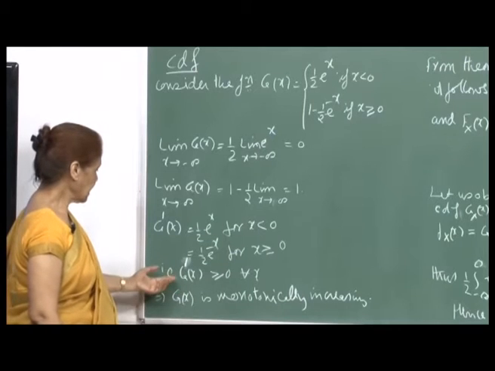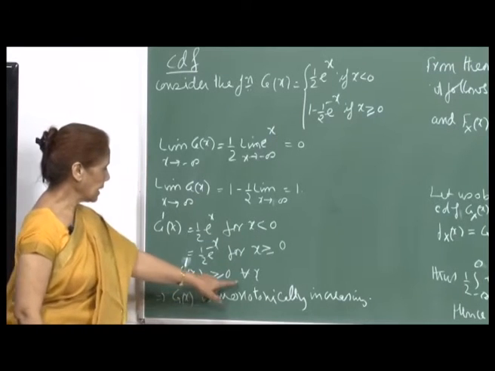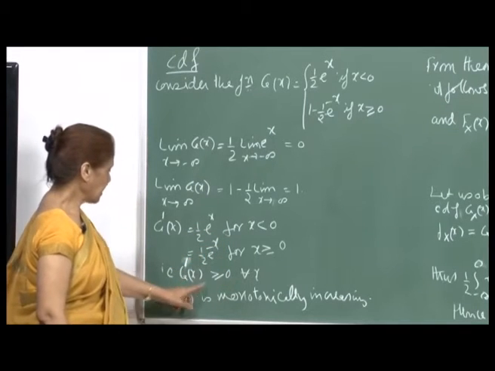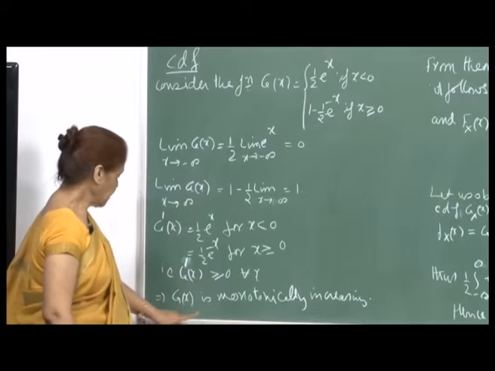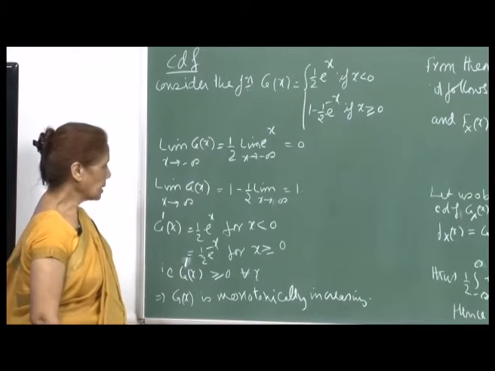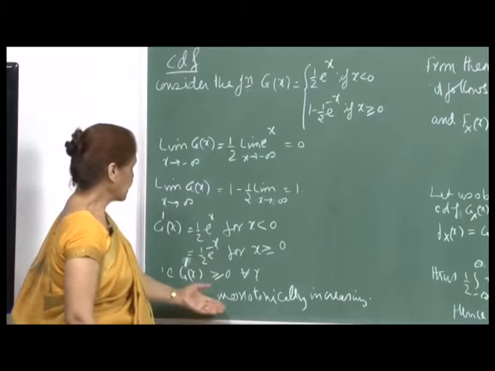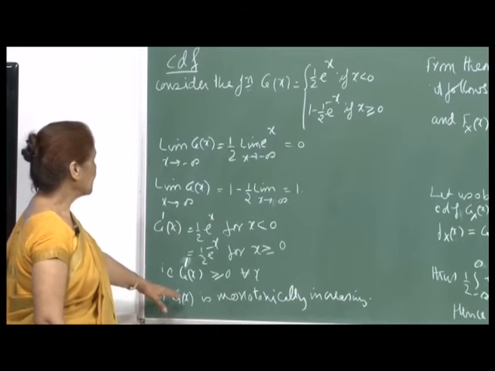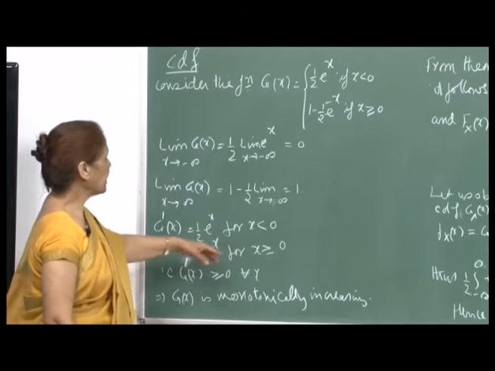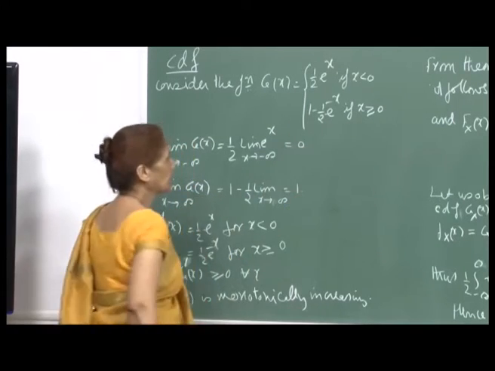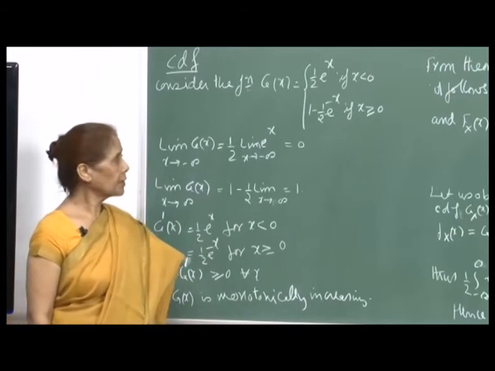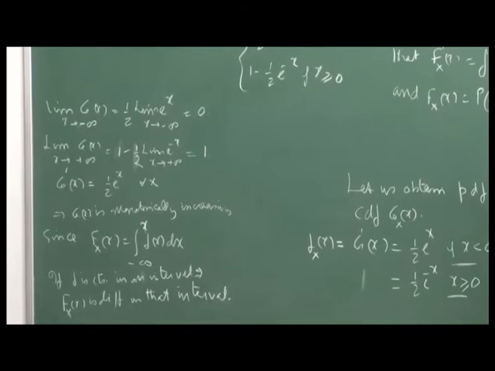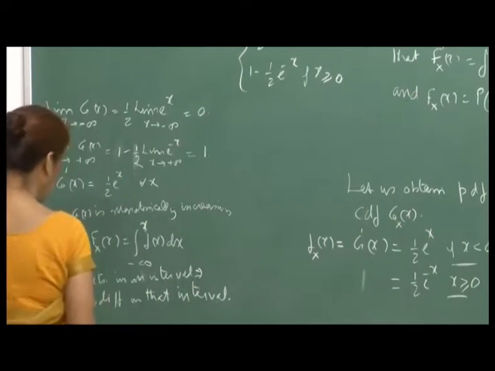So, we see that g prime x is non-negative for all x. This is a non-negative function, and this is a non-negative function. Therefore, g prime x is non-negative for all x, which implies that g(x) is monotonically increasing, which is again a property of a cumulative distribution function. So, we are just verifying that this qualifies to be a cumulative distribution function, and then other properties we will check. g satisfies all the conditions for being a CDF, right.